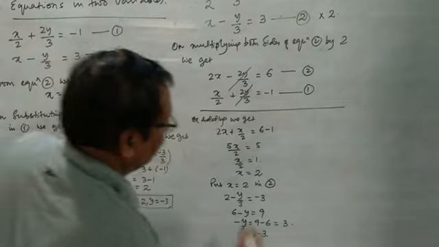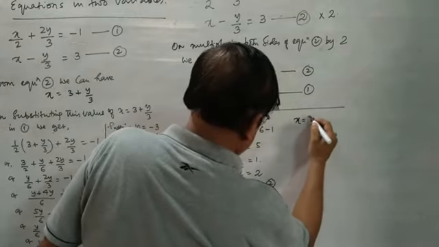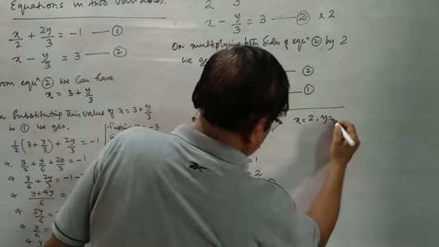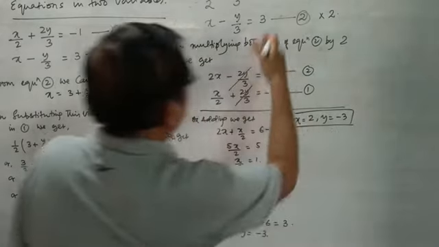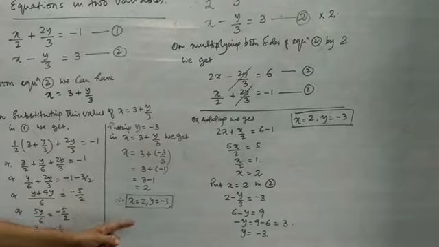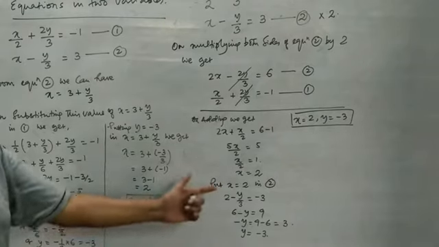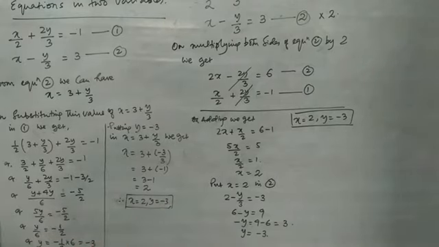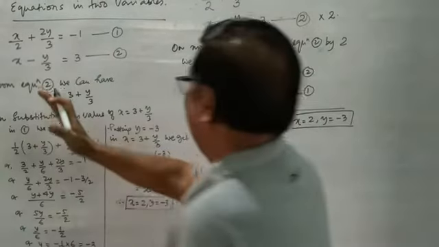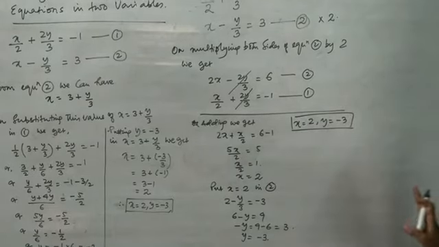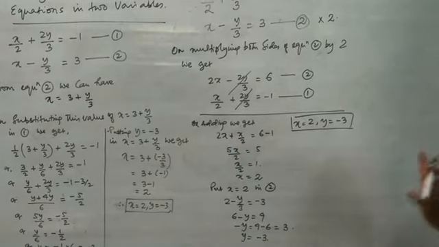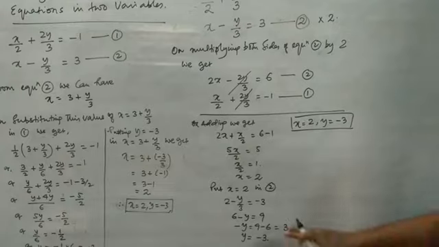So what we are getting, x equals to 2 and y is equal to minus 3. And this answer we have got by using this elimination method. So we are arriving at the same solution, x equals to 2 and y equals to minus 3. This by substitution and this by elimination method. I hope you have understood the things, students. In case of any doubt, you're free to ask.